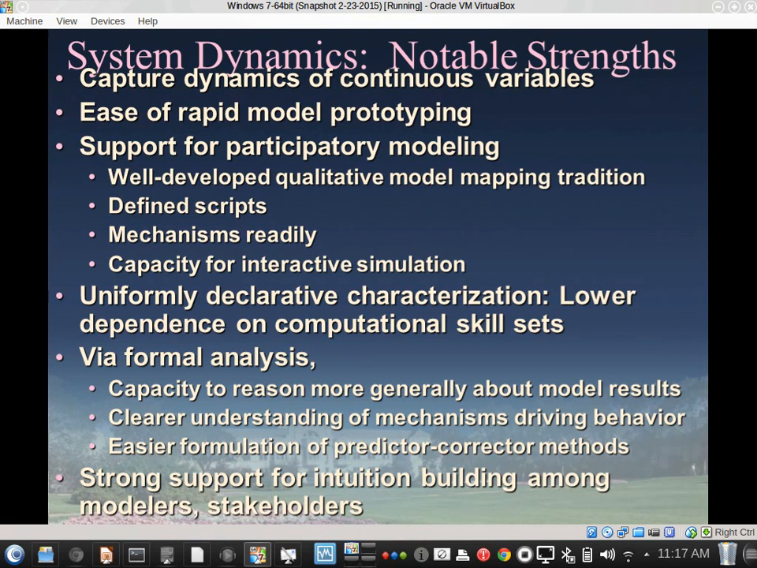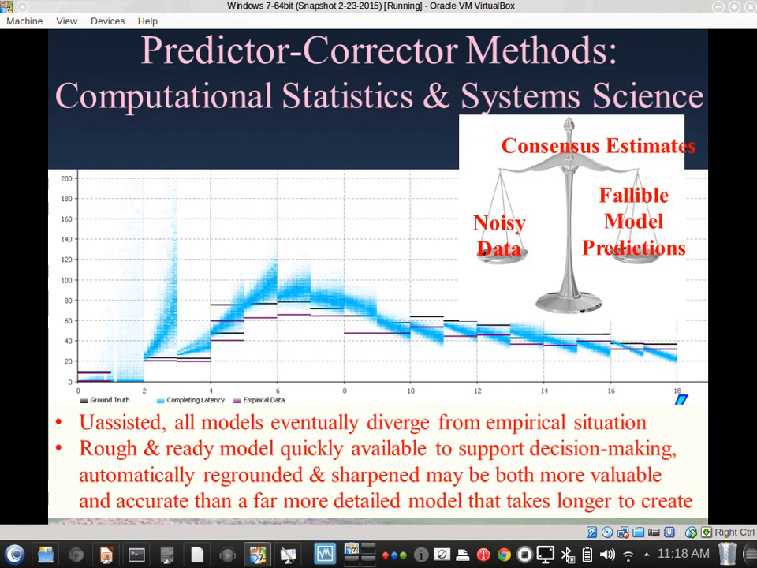Very exciting stuff, and stuff we're publishing on quite a bit right now, and it's very, very practical in this day and age where we have more and more availability of information in certain scopes. Okay, so system dynamics. Let's talk about some notable scopes of this. So one thing is that you can capture dynamics of continuous variables.